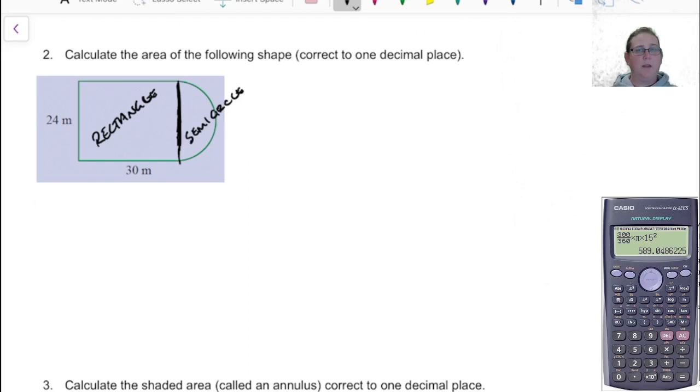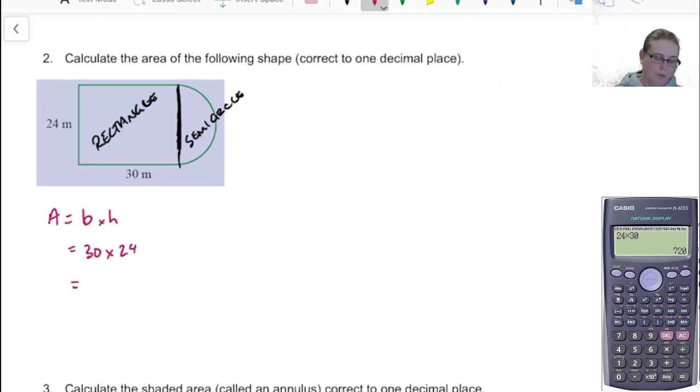Okay, and I just have to add those 2 areas together once I've figured them out. So area of a rectangle is just the base times the height, and in this case that's going to be 30 times 24. And just use my calculator to work all that out. So I have 24 times 30. It does not matter which order these go in. This is multiplication. You're going to get the same answer either way. So that's going to be 720. And again, that's going to be meters squared. So that's the rectangle portion taken care of.